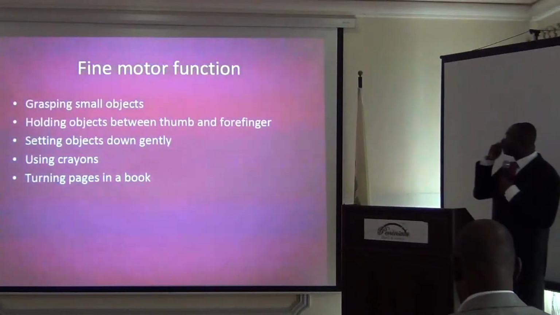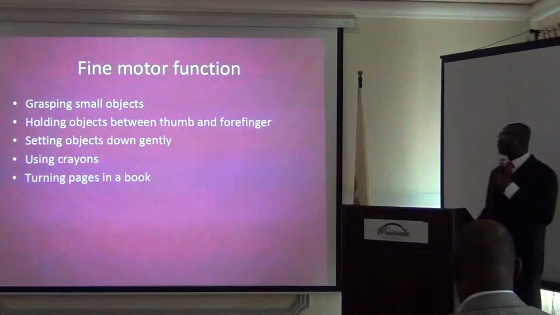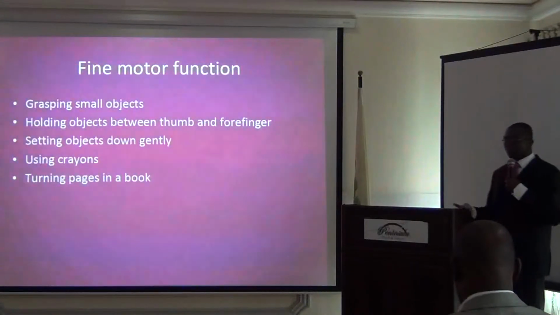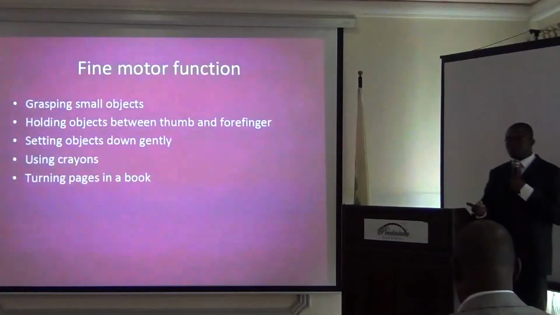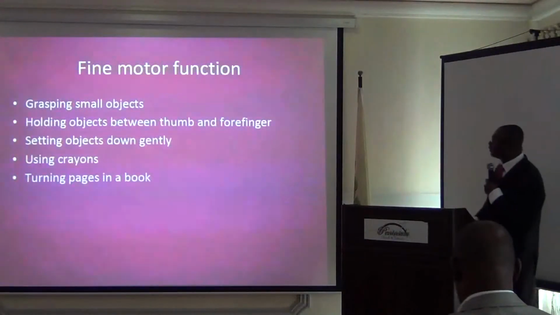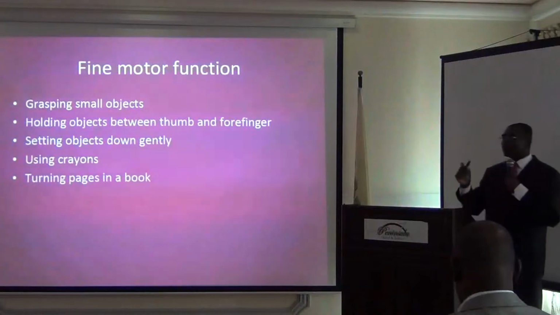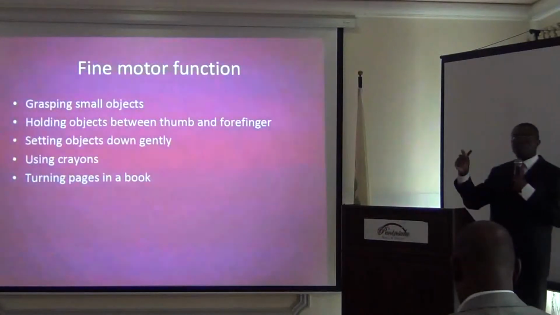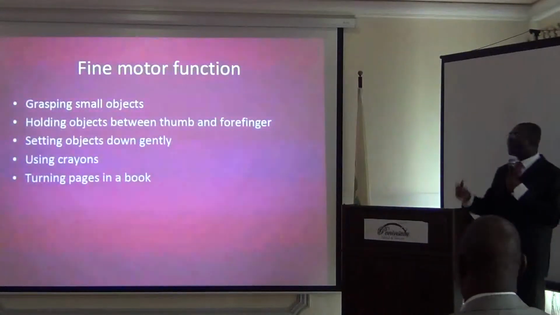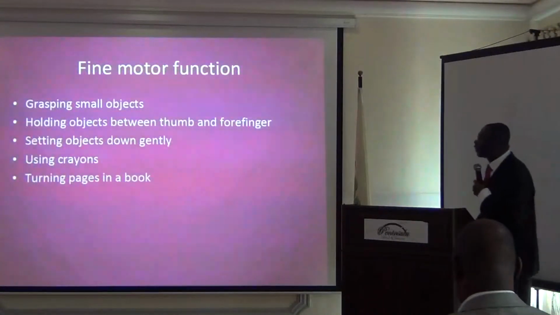Then the fine motor functions that are involved in cerebral palsy include the ability to grasp small objects. If you give the child a big object, he may be able to hold it. But if it's something small like a needle, it becomes difficult for the child to hold those tiny objects. And those are the fine motor functions. And then to be able to also hold an object between the thumb and the forefinger, the one we call the pincer grasp. That is usually lacking in a child that has cerebral palsy.